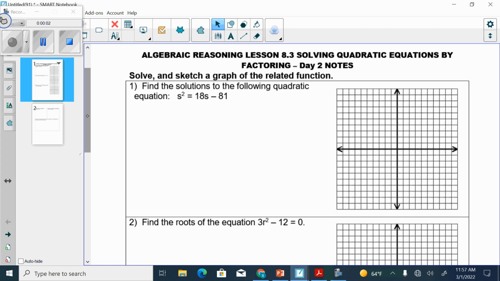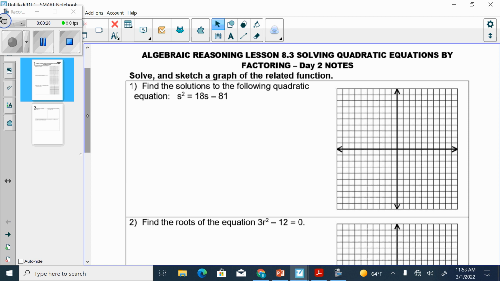In this set of notes, they say to solve the quadratic equation. So we're going to do that by factoring. And then they want us to sketch a graph of what we think it might look like. We did one example of this on our last set of notes. Today we'll continue with that.